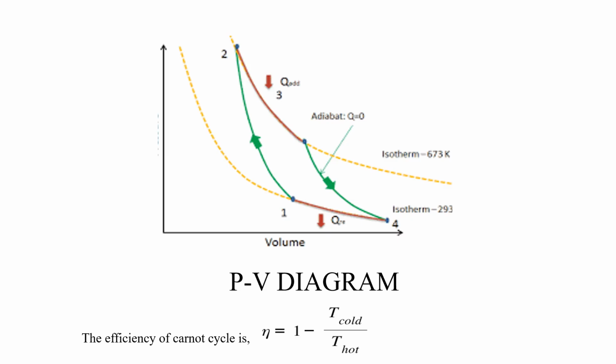Here we can see the PV diagram of the Carnot cycle. The efficiency of the Carnot cycle depends on the temperatures of the reservoir. It is given by eta is equal to 1 minus temperature of cold divided by temperature of hot, which means higher temperature difference gives better efficiency.